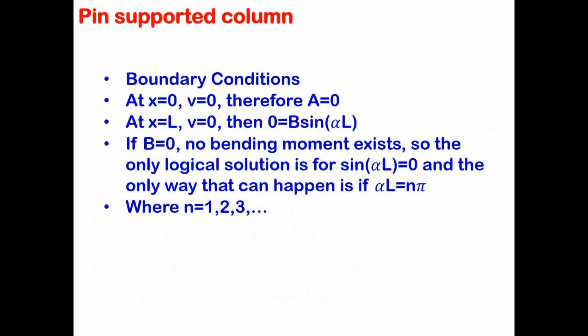We can write the boundary condition at x equals 0, which means let's cut up the beam. At x equals 0, your V is 0, right? And at x equals L, your V is also going to be 0, right? So from the first boundary condition, we can conclude that A is 0.